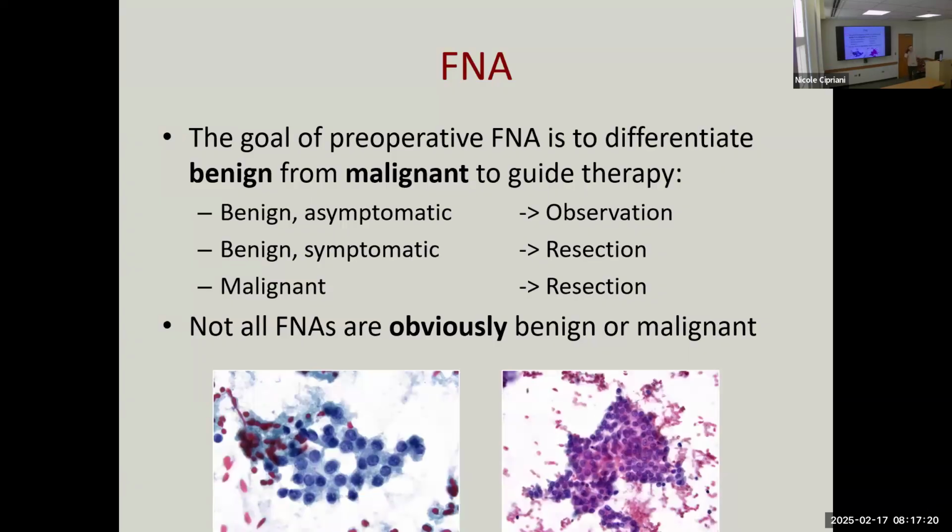So, most FNAs can be sorted out, and should be sorted out, into benign, in which the patient can be observed, or if it's symptomatic, they may still undergo resection of a benign nodule just for symptomatic purposes. Or if it's malignant, right, it's basically gotta come out. If it's malignant, it still might not buy the patient a total thyroidectomy, but it will certainly buy the patient a lobectomy to get the cancer out.